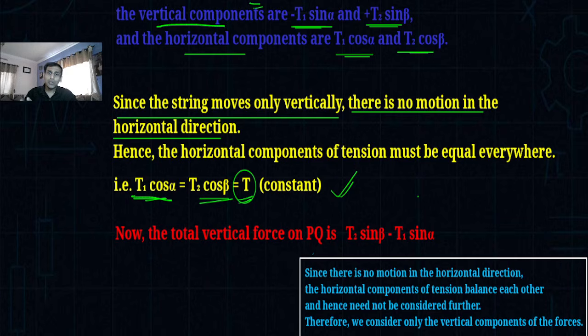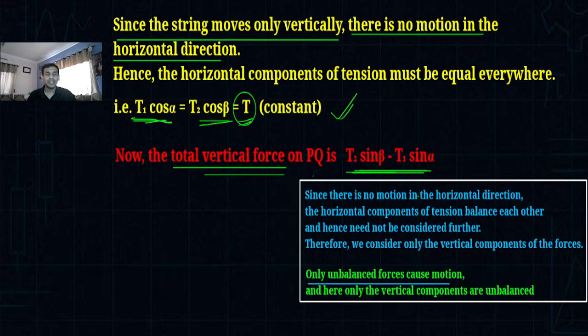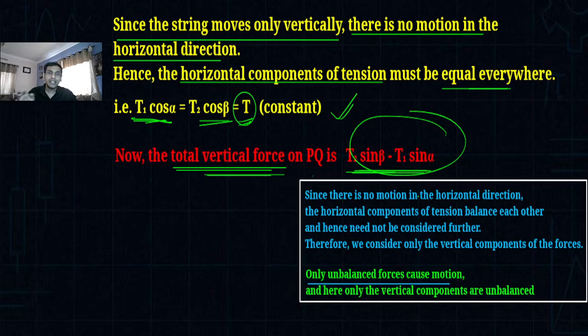Okay, so the total vertical force will be T2 sine beta minus T1 sine alpha. Now if you're confused, let me tell you one thing. Only unbalanced forces cause motion. Look at this. Here they are telling very clearly the horizontal components of the tension must be equal everywhere because of our assumption. And that is why we care only about the vertical force, and the resultant is T2 sine beta minus T1 sine alpha. So we need this, we need this.